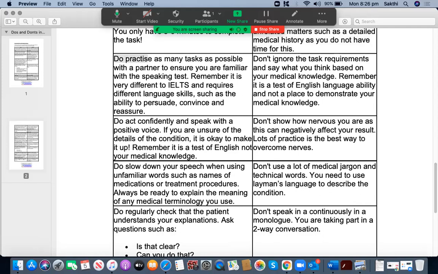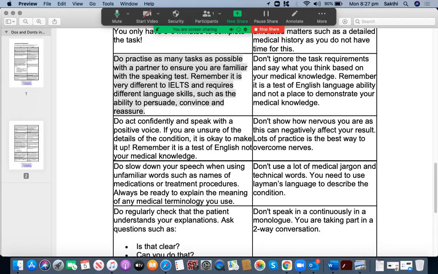You need to practice as many tasks as possible with a partner to ensure you are familiar with the speaking test. Remember, it is very different to IELTS or PTE and requires different language skills such as the ability to persuade, convince, and reassure. In the IELTS and PTE academic examinations, you don't need to do all these things. You need to act as a candidate and provide information to the questions that have been asked by the examiner.